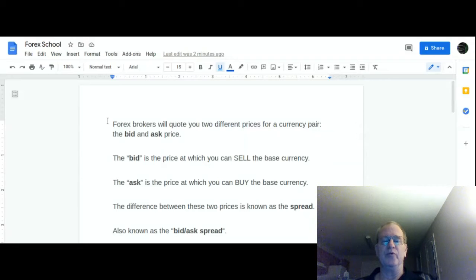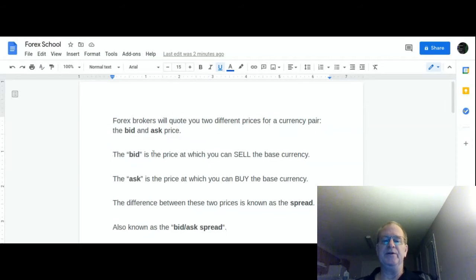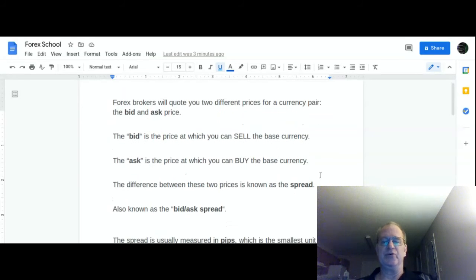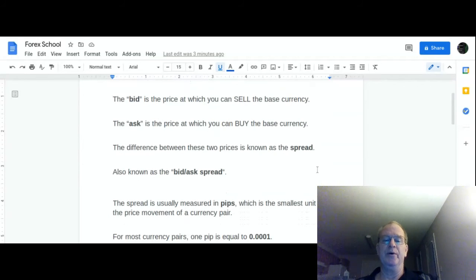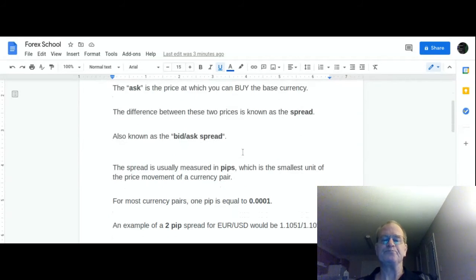Here, to review my notes, it says Forex brokers will quote you different prices for a currency pair, the bid-ask. The bid is a price at which you can sell the base currency, and it's always going to be lower than the ask. The ask is a price at which you can buy the base currency. The difference between these two prices is known as the spread or the bid-ask spread. This is the commission that the brokerage firm gets when you place a trade on their platform.